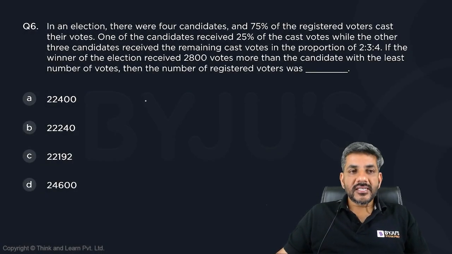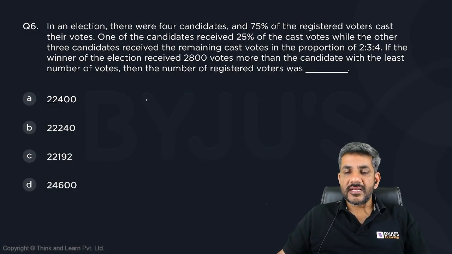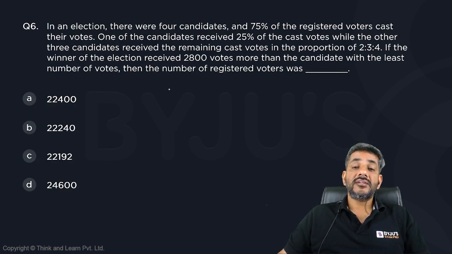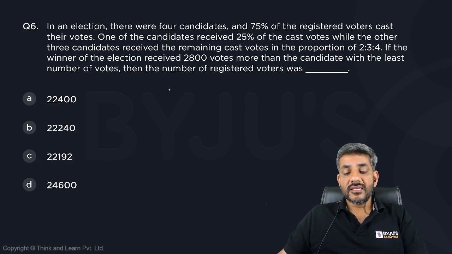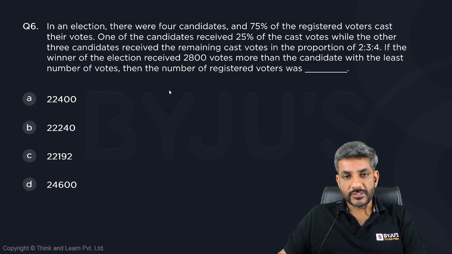Here is question number 6. In an election, there are 4 candidates and 75% of registered voters cast their votes. One of the candidates received 25% of the cast votes, while the other 3 candidates received the remaining votes in the proportion of 2:3:4. If the winner of the election received 2800 votes more than the candidate with the least number of votes, then the number of registered voters was.